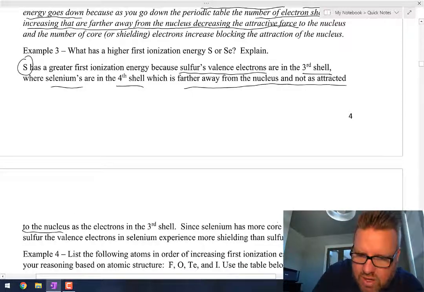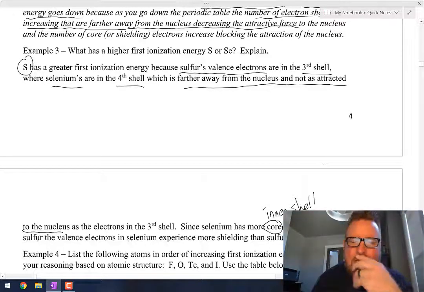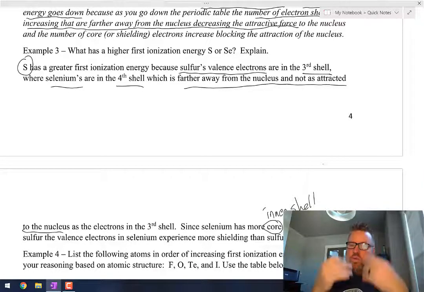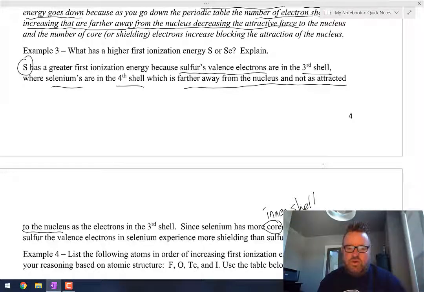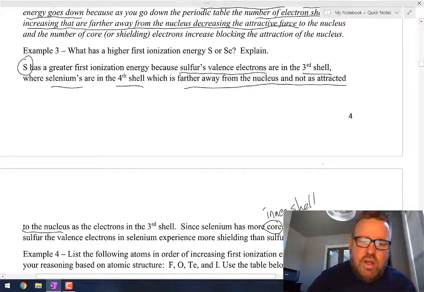And sometimes I do use this word core electrons. That's the same thing as inner shell. I kind of use those terms interchangeably. So there's the valence electrons, the ones in the very last shell, and then there's the inner shell, or what we call the core electrons. So any electron from the nucleus out to the valence electrons is a core or an inner shell electron.